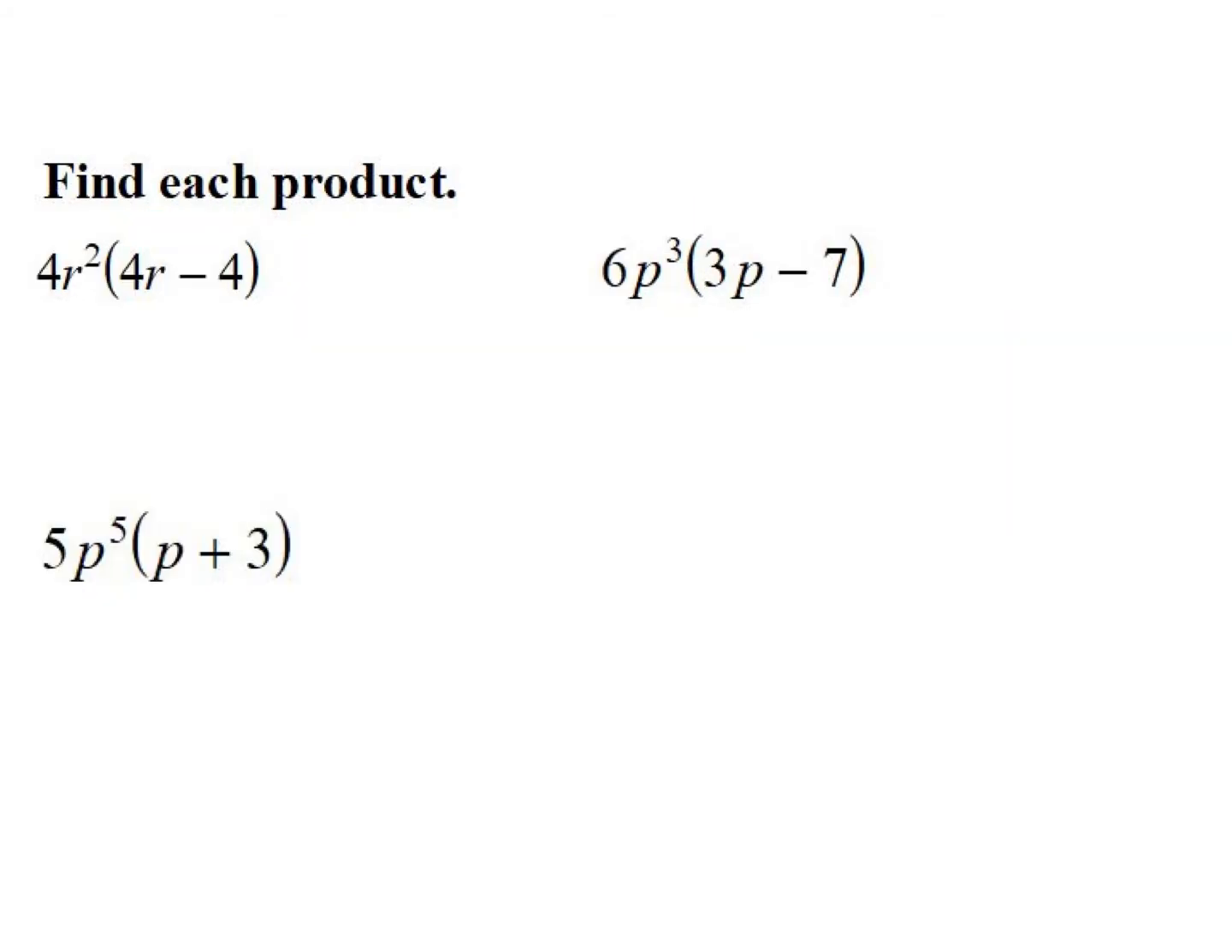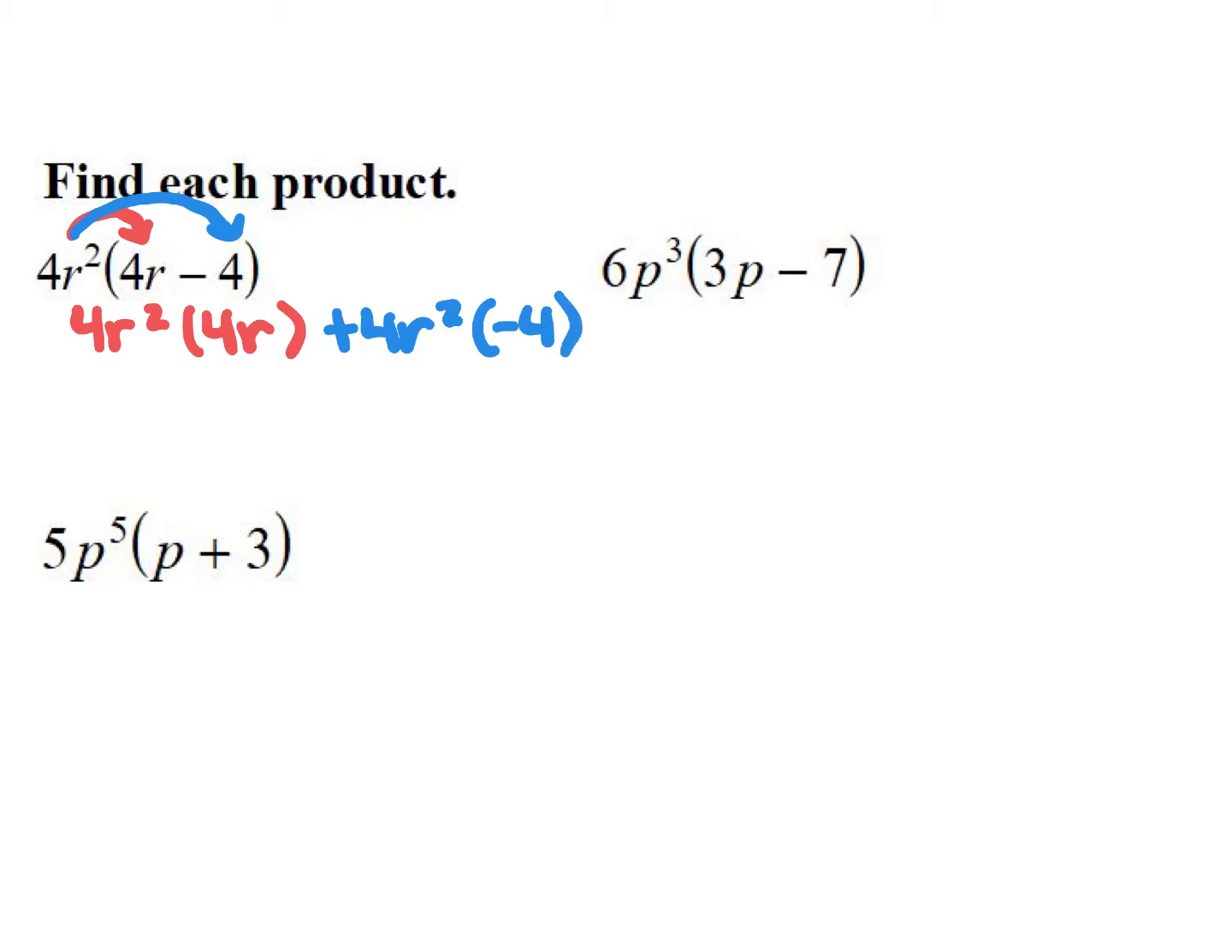Now we're going to go through some examples with higher power degrees, but we're following the same process. So I multiply the 4r squared to the 4r. So I have 4r squared times 4r, and the 4r squared to the minus 4. So plus 4r squared times negative 4.